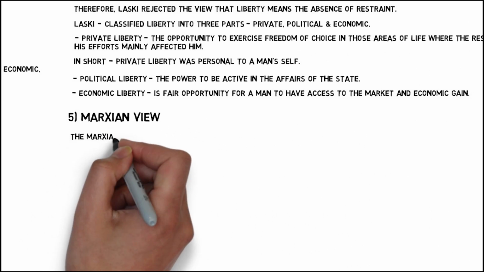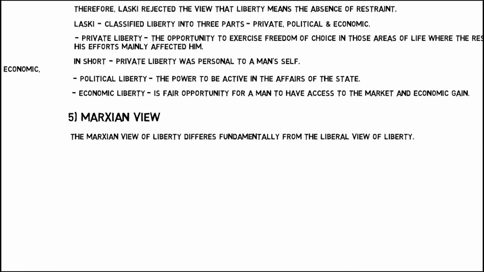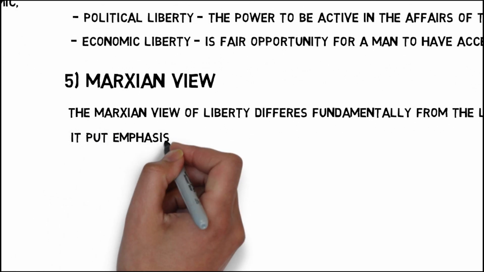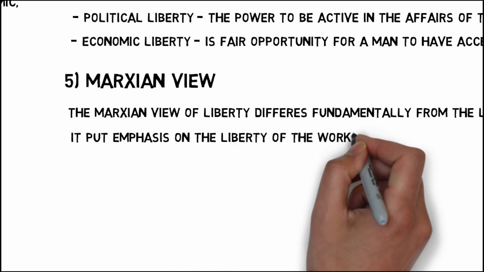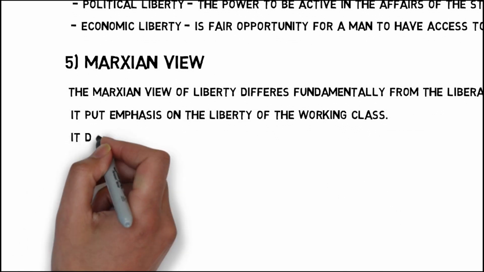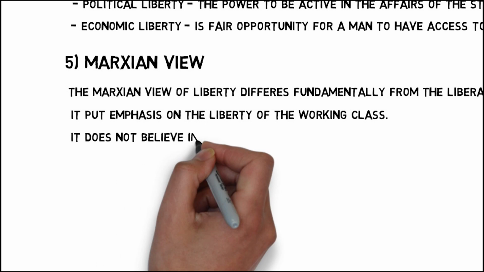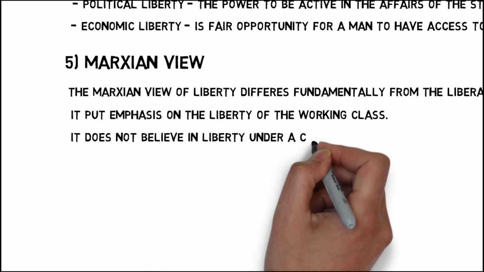The Marxian view of liberty differs fundamentally from the liberal view of liberty. It puts emphasis on the liberty of the working class. Here, Marxians basically talk about the freedom for the working class. Therefore, it does not believe in liberty under a capitalist system. So, these were the important points of contribution towards the development of the concept.